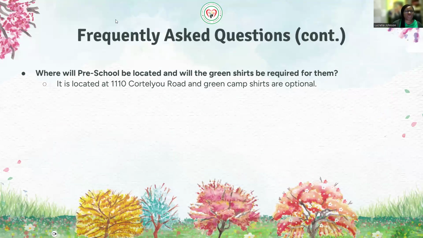Where will preschool be located and will the green t-shirts be required? Since 1110 Cortelyou Road will house our younger students who are in 3K or 4 years old going to pre-K and lower, the green shirts are going to be optional for them. As Miss Francis stated, they do have an exciting program planned for them, but we just want to inform you that the green t-shirt will be optional since they're not going on regular trips. They will go outdoors and have fun, but they're not going to be going on the various trips like the kindergarten through 8th grade students.